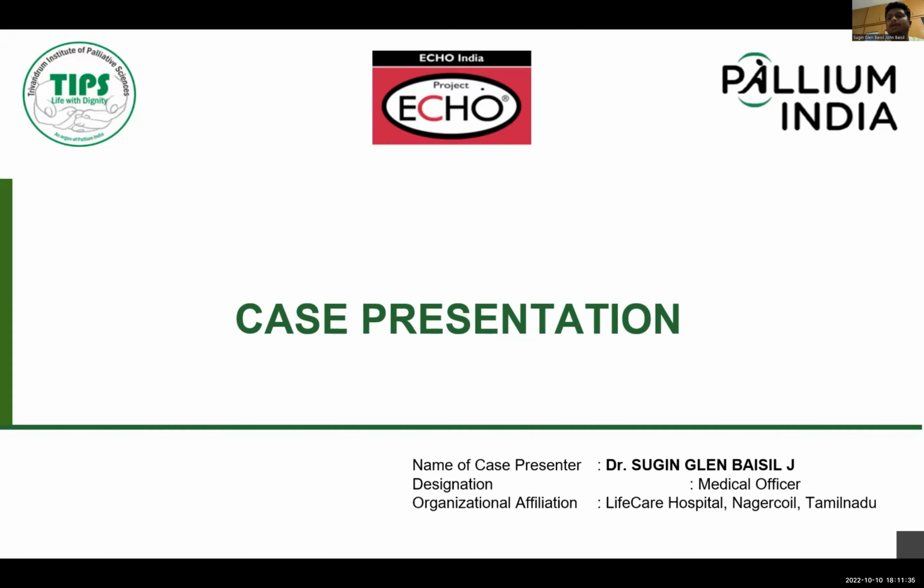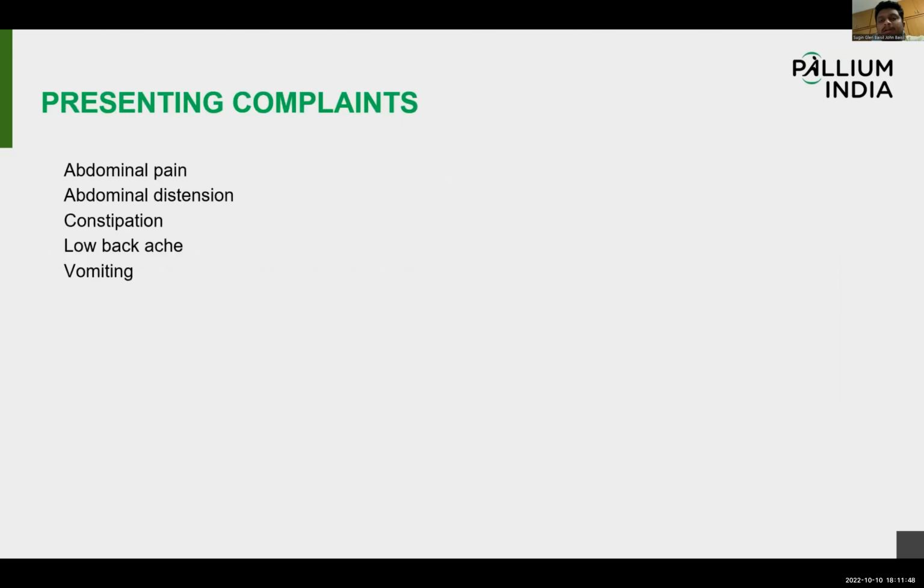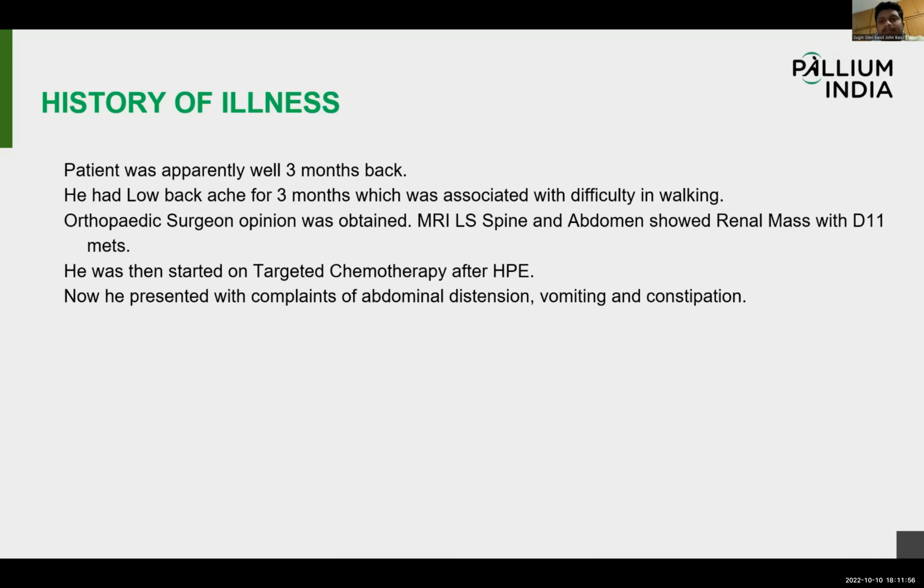Yeah, good evening, everyone. I'm Dr. Sugin Glenn Basil. I'm a medical officer in Life Care Hospital, Nagarkoil. My case is a 71-year-old male who was diagnosed with metastatic renal cell carcinoma. He presented with complaints of abdominal pain, abdominal distension, constipation, low backache, and vomiting for the past three months.